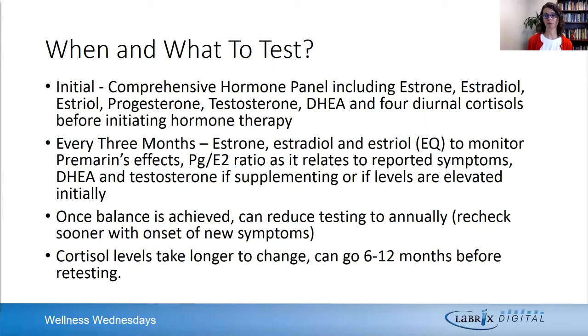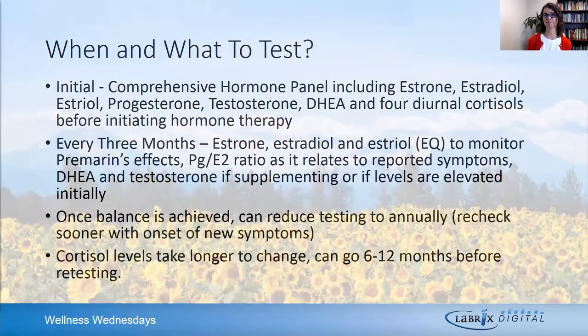Keep in mind that if somebody is on DHEA, it's really important to be testing on a regular basis to monitor whether the DHEA is converting into testosterone or estradiol. Once balance is achieved, one can reduce testing to annually. And of course, one can repeat testing sooner with the onset of new symptoms. Cortisol levels take a little bit longer to change. We usually recommend going 6 to 12 months before retesting cortisol levels.